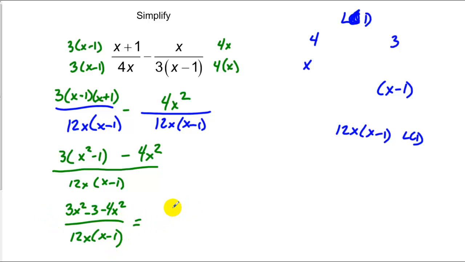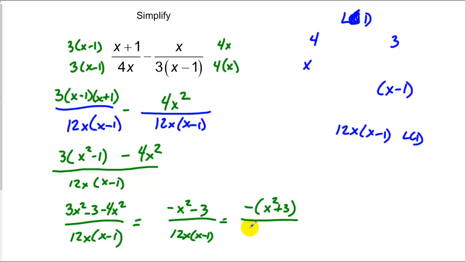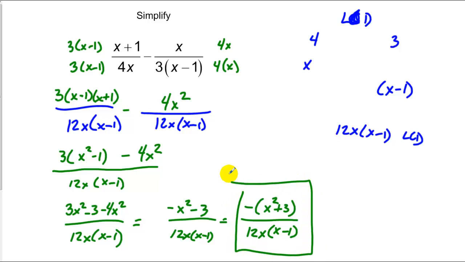Add like terms, that's a negative x squared minus 3 over 12x times x minus 1. I'm never a fan of leaving a negative x squared, so I'll factor out a negative 1 and get x squared plus 3 over 12x times x minus 1. Nothing left in common, nothing left to factor, no common factors that are exactly alike, so that's my final solution.